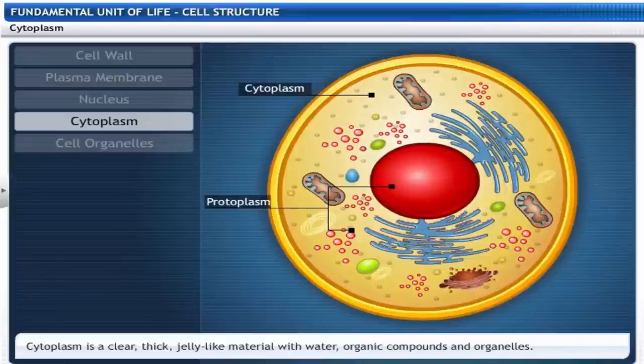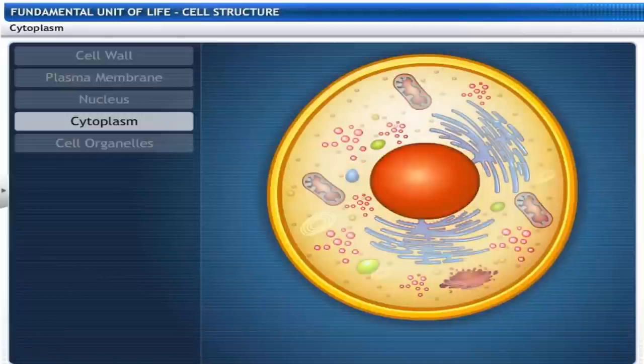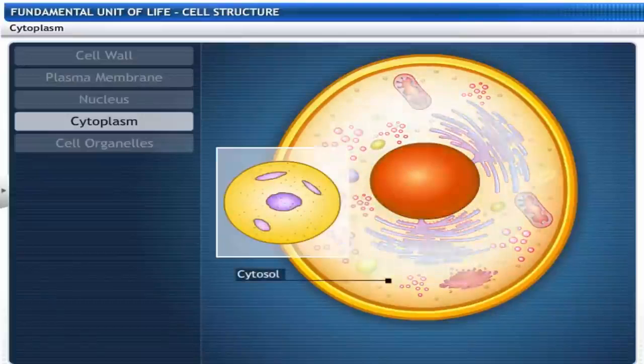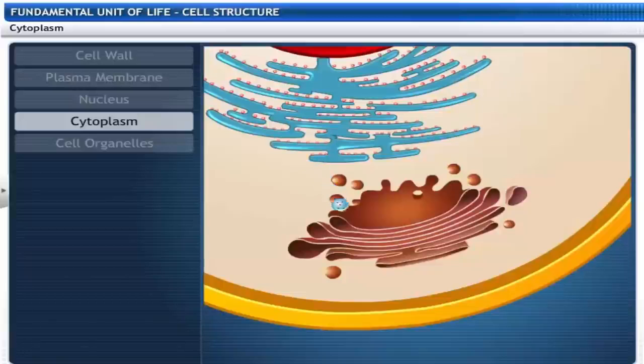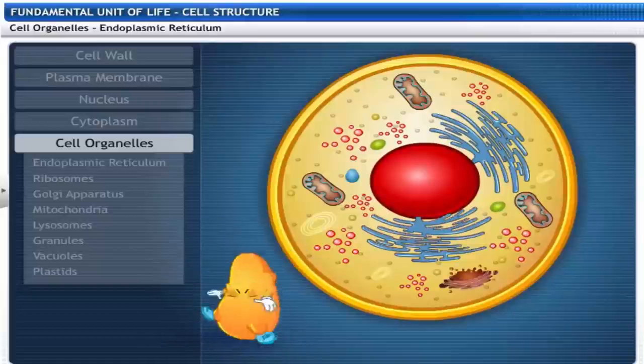Let's take a closer look at cytoplasm. The cytoplasm is a clear, thick, jelly-like material with water, organic compounds, and organelles. The liquid part of the cytoplasm, other than the organelles, is called cytosol. Cytoplasm supports and protects the cell organelles that perform different metabolic functions. Did you know that the cell has different organelles? We will explore them now.